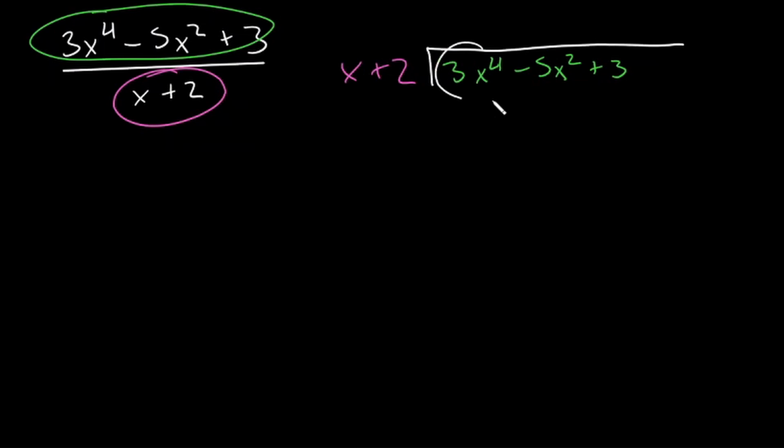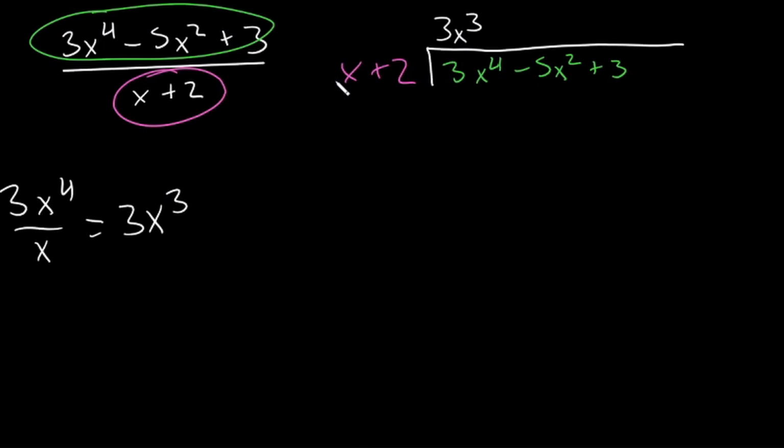So now let's start with our first terms, 3x to the 4th and x. So 3x to the 4th divided by x is going to be 3x to the 3rd. So we put that up here, 3x cubed, and then x times 3x cubed, 3x to the 4th. 2 times 3x cubed is going to be 6x cubed. And now we can subtract.